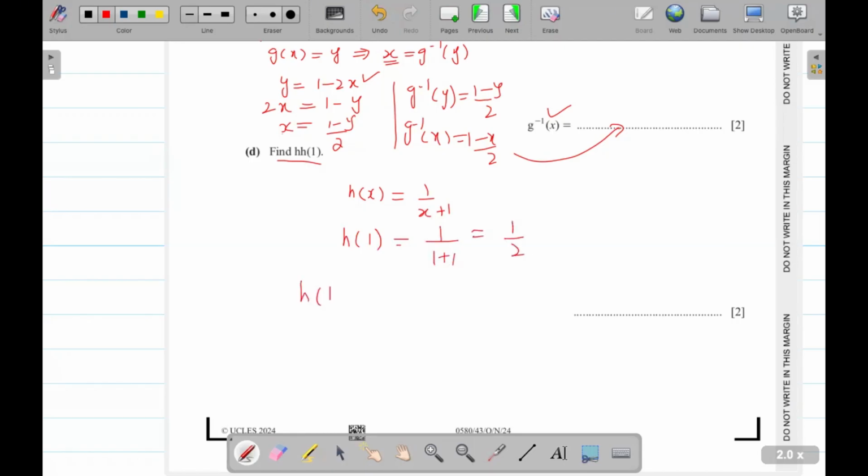Next, we have to calculate h of 1 over 2. Therefore, h of 1 is 1 over 2, and we write h of 1 over 2. Here the function is h of x equal to 1 over x plus 1. We write 1 as it is, and in place of x, we write 1 over 2 plus 1. We write 1 divided by 1 over 2 plus 1, which is 3 over 2, and we can write this as 2 over 3. Therefore, h of 1 over 2 will be equal to 2 over 3.